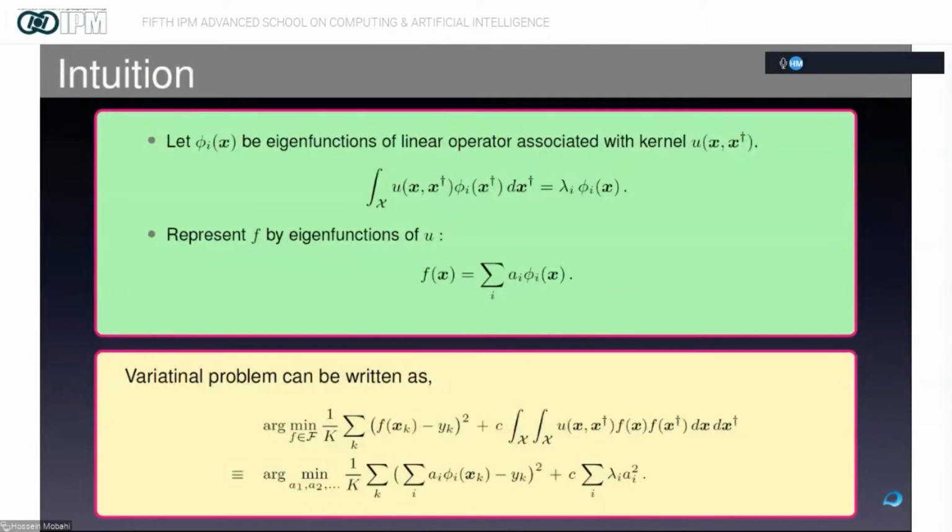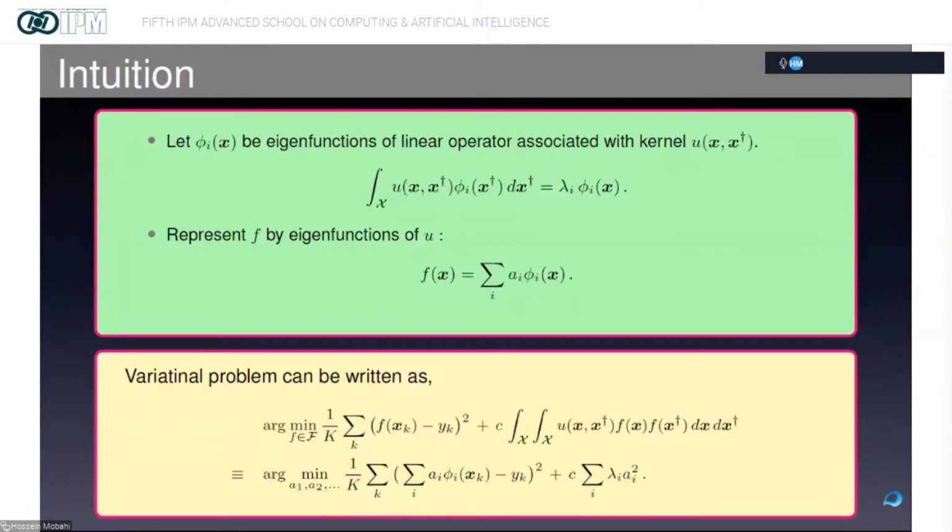If you apply that to a function like phi, and I get phi again times a scalar, then I call phi an eigenfunction of this linear operator whose kernel is u, and lambda its eigenvalue. In the same way that you can represent vectors by a weighted sum of their eigenvectors, you can represent functions with a weighted sum of their eigenfunctions.